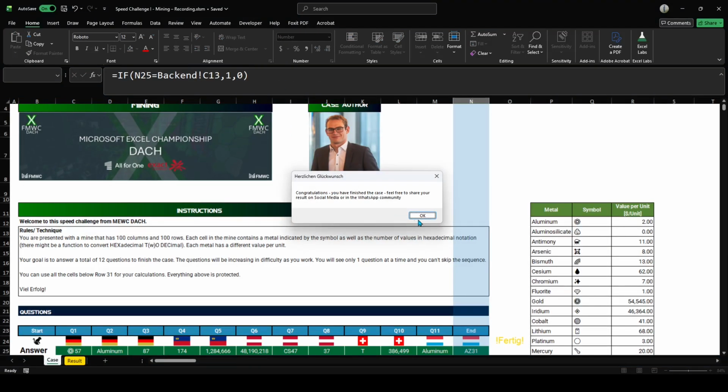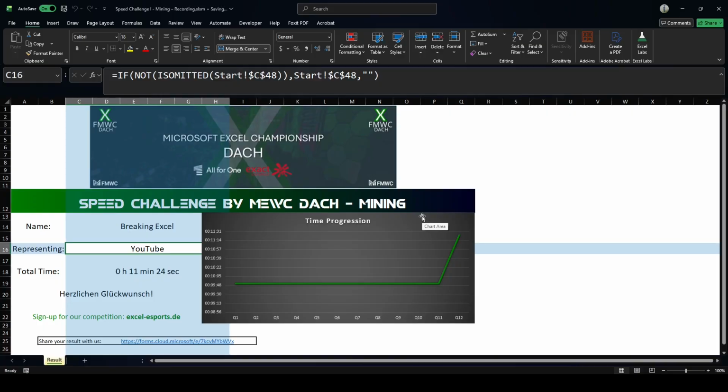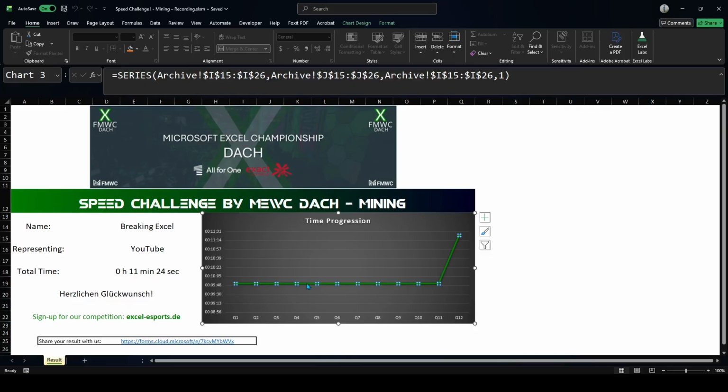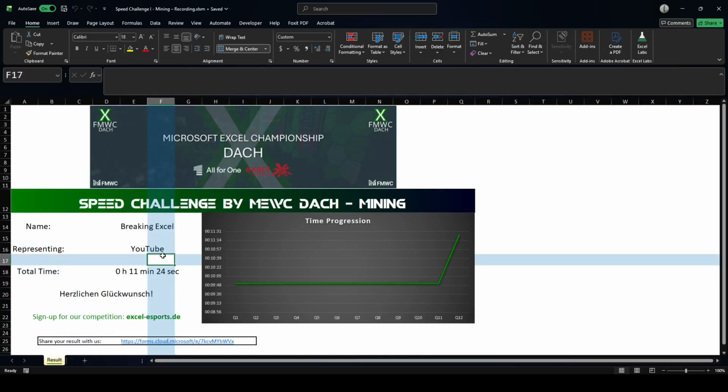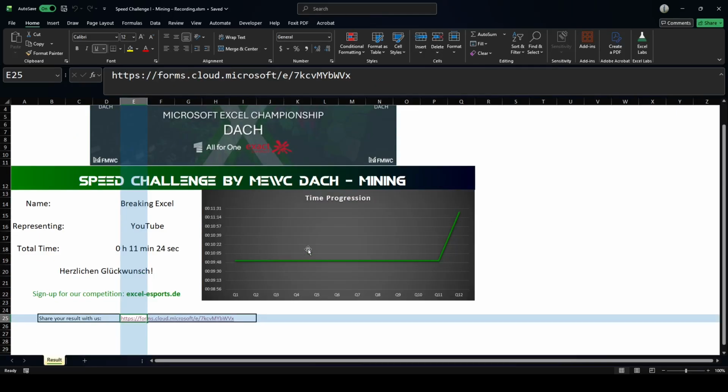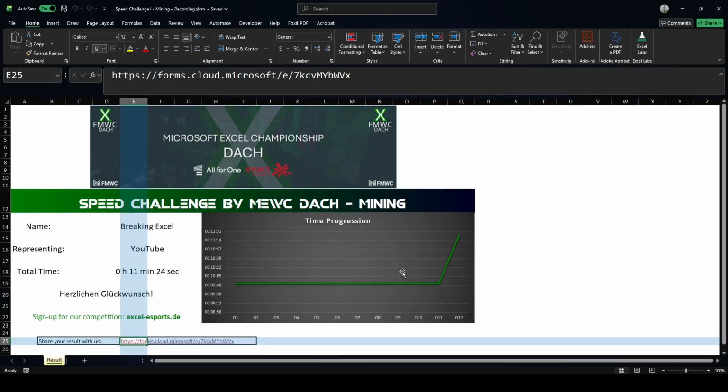AZ31? Yes, it is. Congratulations, you have finished the case. Feel free to share your result on social media or in the WhatsApp community. What are my results? What does this graph mean? I don't know what that graph means. But I got 11 minutes, 24 seconds. So there's my solve of the case. I'm going to have to check on that.